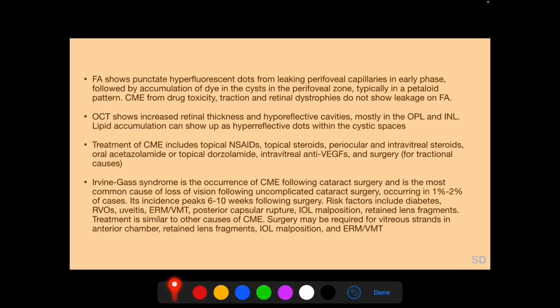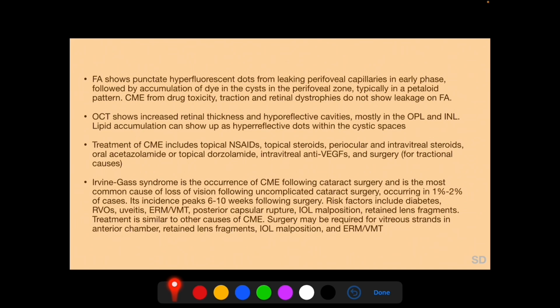Fluorescent angiography shows punctate hyperfluorescent dots from leaking perifoveal capillaries in the early phase of the angiogram, followed by accumulation of dye within the cysts in the perifoveal zone, typically in a petaloid pattern. CME from drug toxicity, tractional etiologies, and retinal dystrophies typically do not show leakage on fluorescent angiography. OCT shows increased retinal thickness and hyporeflective cavities, mostly in the outer plexiform layer and the inner nuclear layer. Lipid exudates can show up as hyperreflective dots within the cystic spaces.